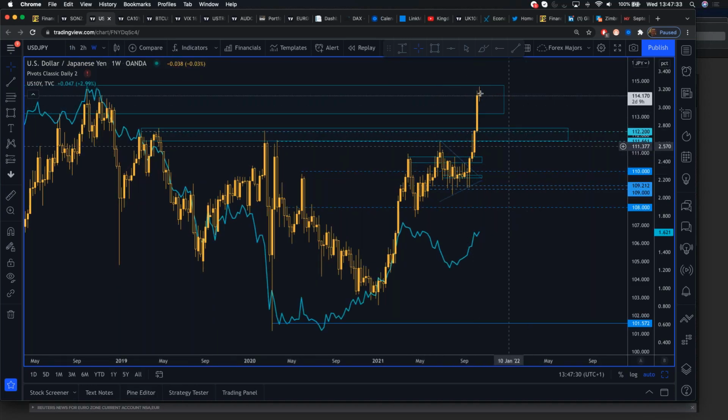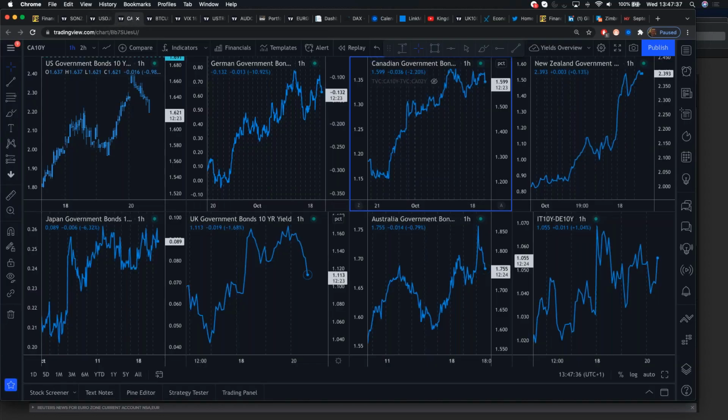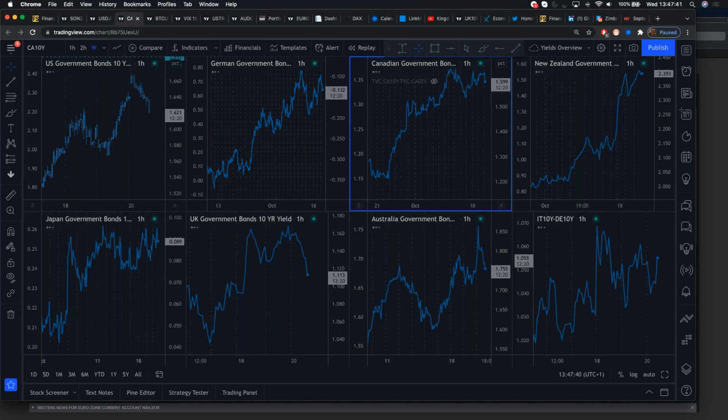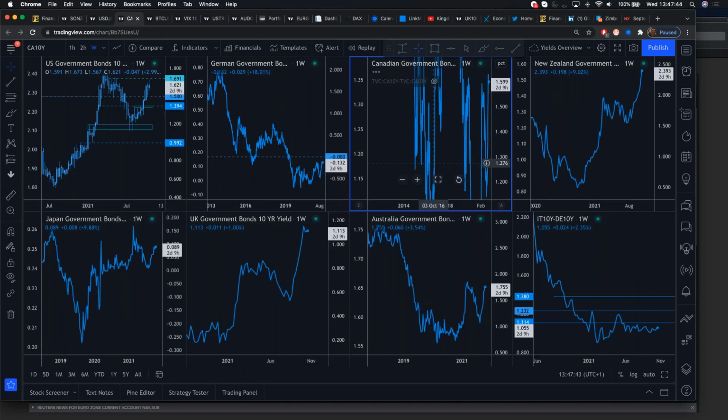Now, you might say, why have the yen pairs weakened? Well, it's been for a very obvious reason, and it's this. And it'll become obvious when I show you all the bond markets. Now, this is the bond markets on the weekly chart, right?